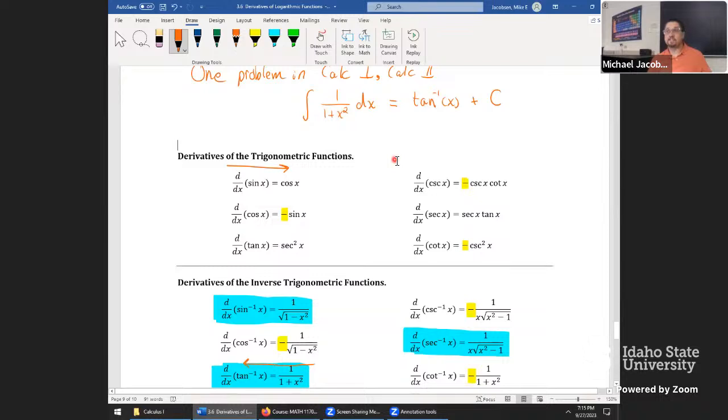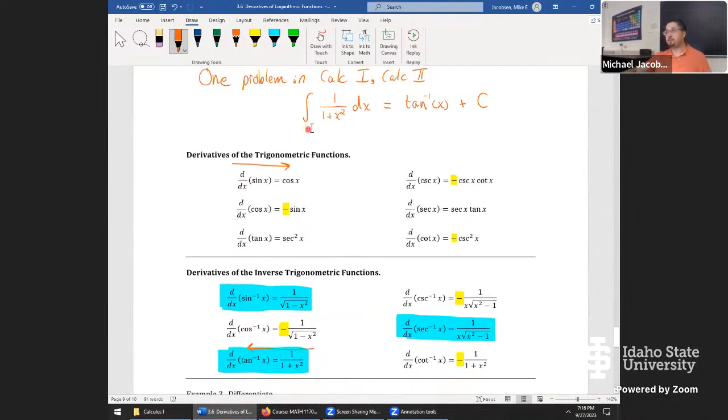The more you internalize this, the more you memorize it, the much easier it's going to be to deal with this portion right here once we start integrating. Let's say here, this is for integration. So that was my small spiel on this table.